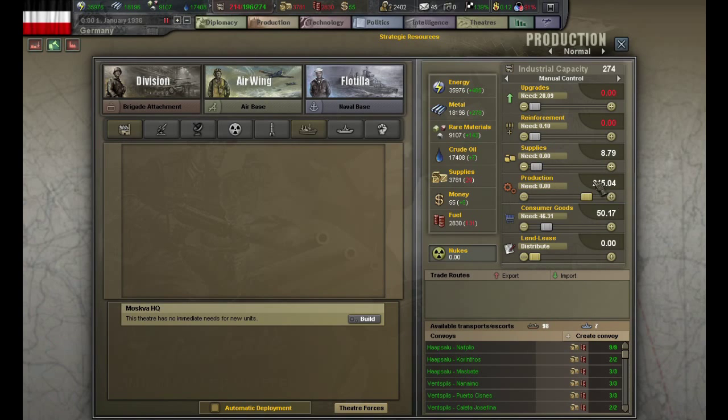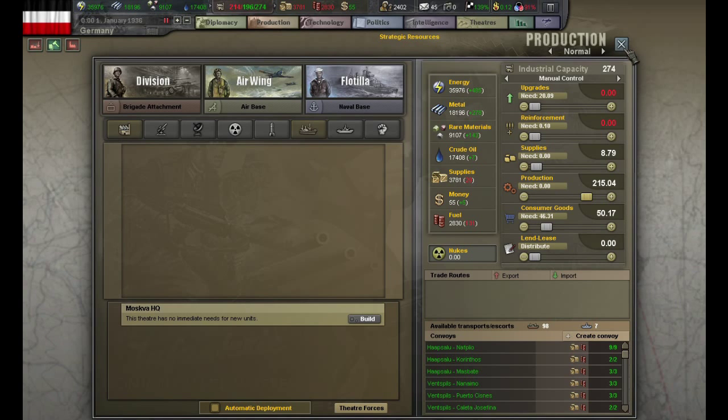You can right-click on these slider bars to lock them in place, so that you can mess around with them. Lend-Lease we don't need to worry about quite yet. This is a way for us to send industrial capacity to our allies, a way of long-term supporting their war effort. If we don't want to get directly involved, we don't want to send German troops halfway around the world, we can still support our allies over there by giving them industrial capacity. I think it's a good way to do it. It was added, I think, in their Finest Hour expansion. But now that leaves us with 215 unused industrial capacity to make things with.